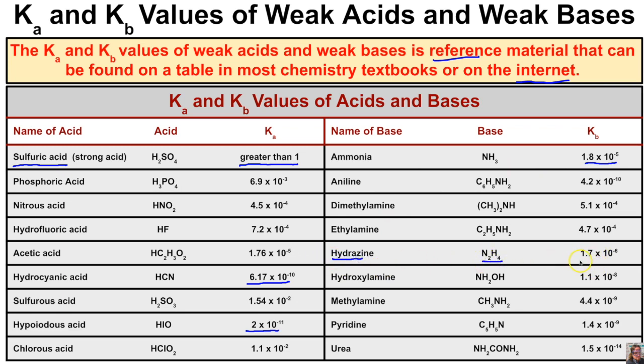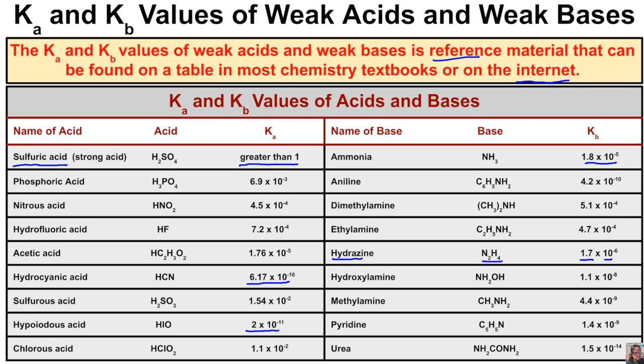N2H4 is going to be a weak base with a Kb value of 1.7 times 10 to the negative 6. So what we can start to do now, using these Ka and Kb values, is calculate and determine the pH values of weak acids and weak bases. So let's start to use this table right here to figure out the pH of weak acids and weak bases.